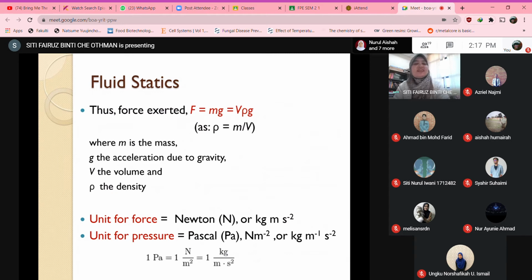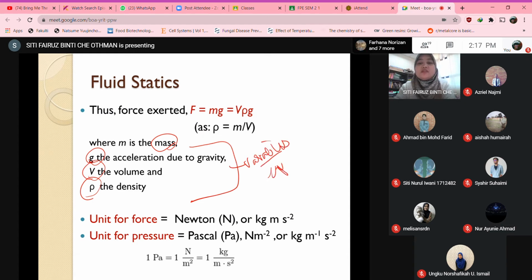So where m is the mass, g is the acceleration due to gravity, V is the volume, and ρ is the density. Later you will see a lot of these variables being used in the equations of fluid static.